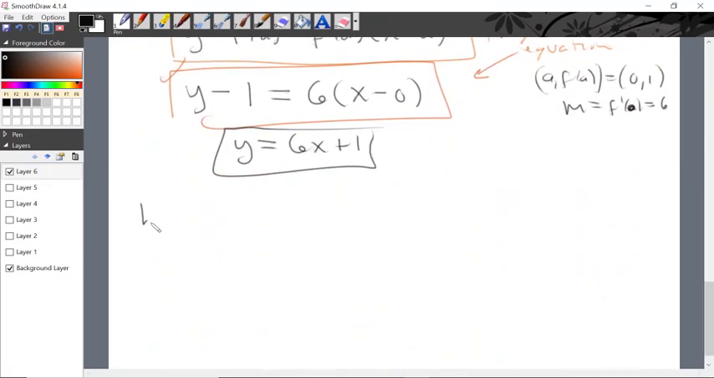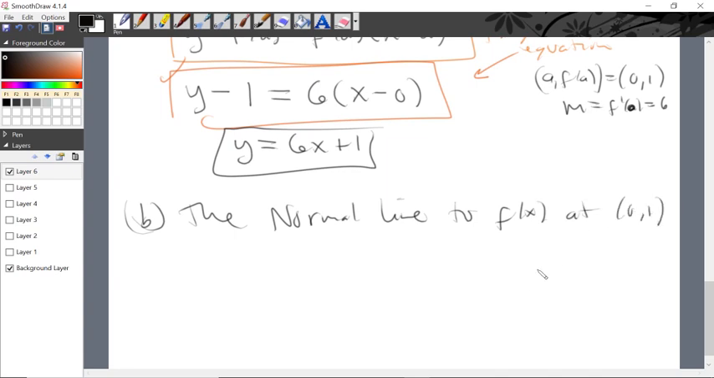So we'll do that. Part B, the normal line to f of x at 0, 1. And again, the normal line is going to have the point a, f of a on that line. And the slope of the normal line is going to be negative 1 over the slope of the tangent line, the negative reciprocal of it. So our slope is going to be negative 1/6.